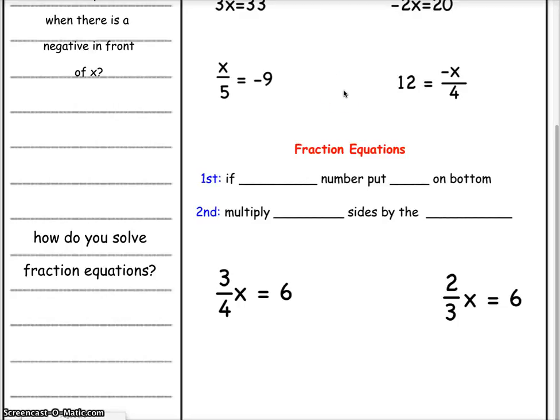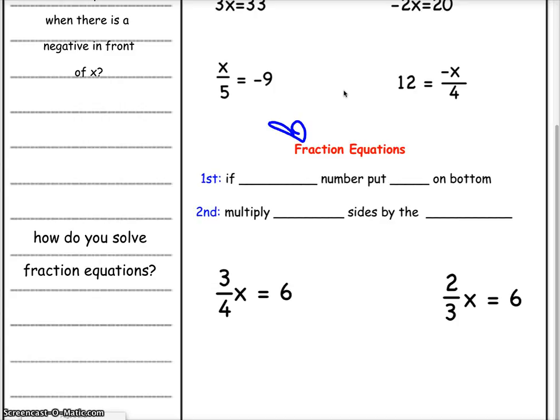Last part of one-step equations, and that is solving when there are fractions. Most kids don't like fractions, however, they're pretty easy to deal with when we're solving equations. Because if you know reciprocal and how to multiply them, you're doing well. If you have to add and subtract them, that's when it's the most work. But multiplying fractions is fast, top times top over bottom times bottom.